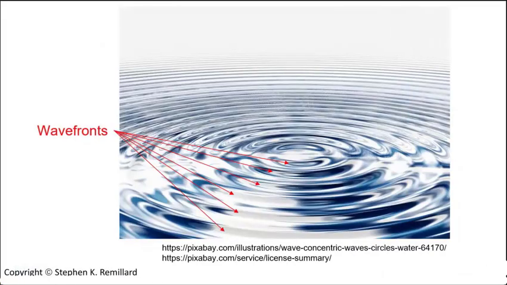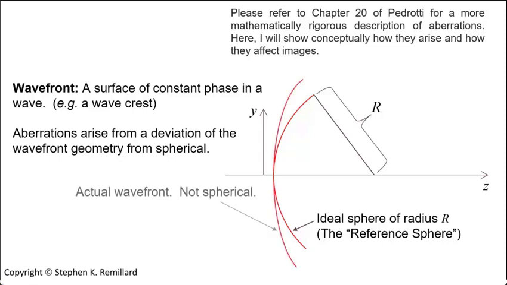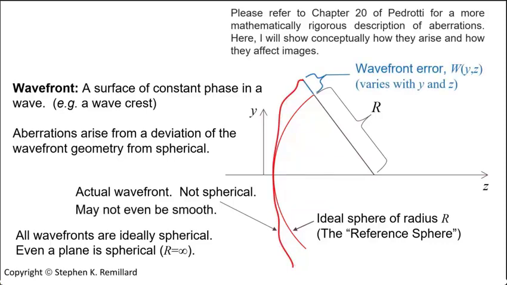Aberrations are deviations from the spherical wavefront that's assumed by first-order optics. They're in fact wavefront errors. Wavefronts are the surfaces of constant phase in a wave, and the actual wavefront may not be perfectly spherical. It may even be rippled. The deviation of the wavefront from a perfect sphere is described by the wavefront error W. It really does describe how far off the wavefront is from where first-order optics expects it to be.